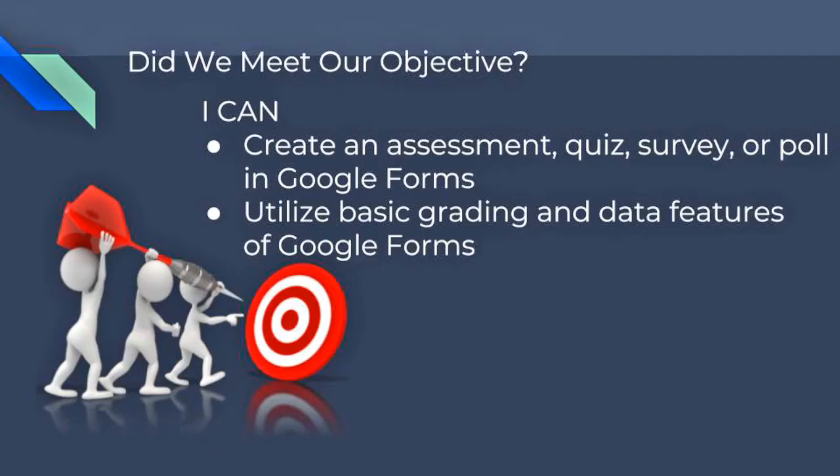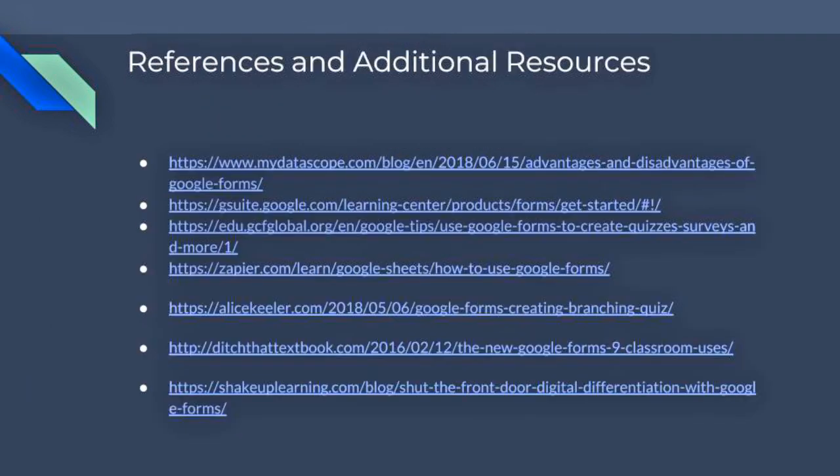Let's check in as we wrap up this presentation to make sure we met our objectives. Today, we created a quiz in Google Forms from start to finish, meeting our first objective. We also gave details on how to use some grading features and view data outputs in Google Forms, meeting our second objective. Here are some links that can be of help if you wish to learn more about what you can do in Google Forms. We have only scratched the surface of what you can do. For example, I highly suggest the tutorials here on differentiating instruction using the branching paths feature of Google Forms.